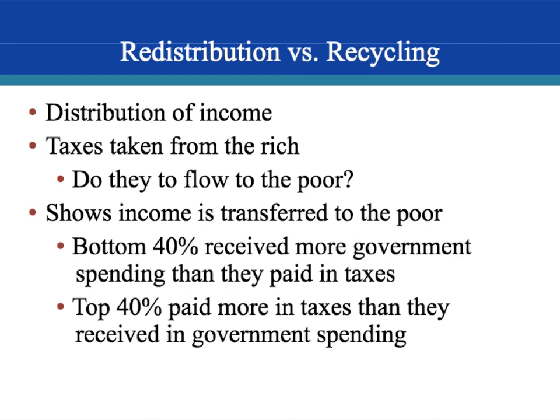Why? Because taxes go to the government as tax revenues, and as we saw in earlier charts, the government does spend money on welfare programs and even on education, for example, like Pell Grants, to help poor people get an education, and that tends to be the great equalizer as well. So the bottom 40% in the United States in income receive more government spending than they pay in taxes, and then the top 40% of income earners paid more in taxes than they received in government spending.